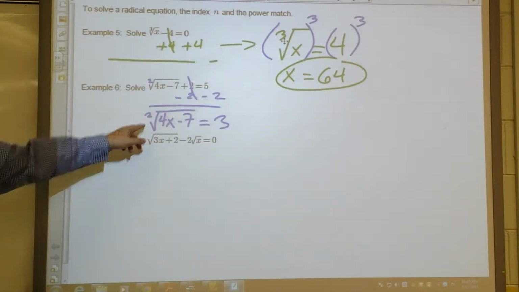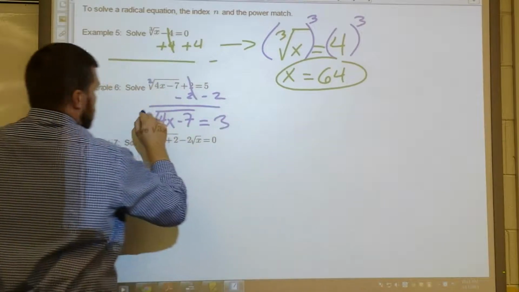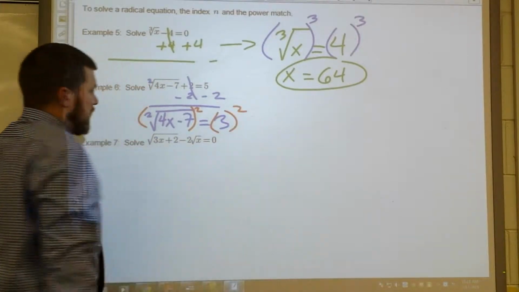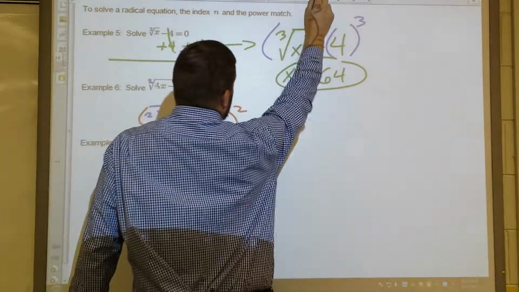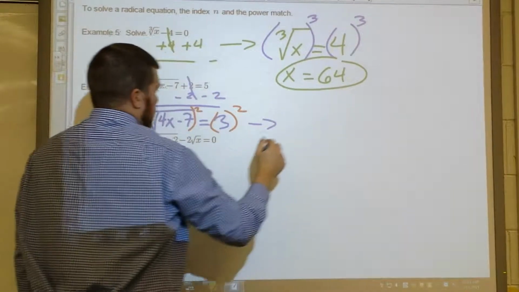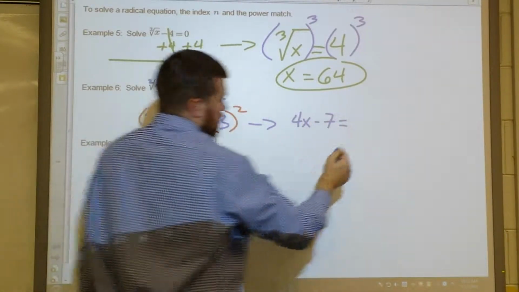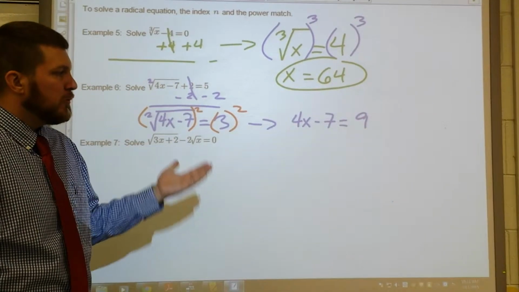Well, to get rid of my index 2, I need power 2 on both sides. Okay, so I'm going to do power 2 on both sides. Power 2 and index 2 are going to cancel out, so I'm just left with 4x minus 7 equals 3 squared, which is 9. And I want to clean this up now. It's a pretty easy equation. Everybody should be able to do this.